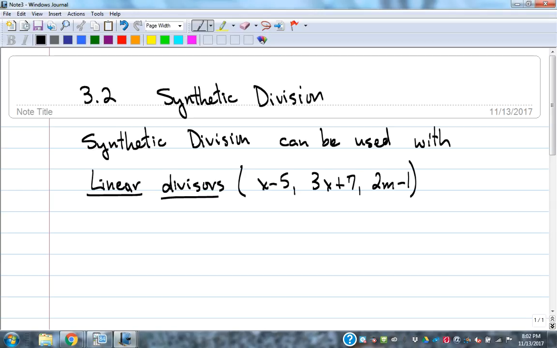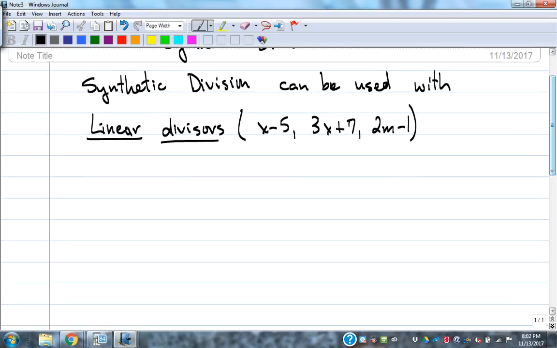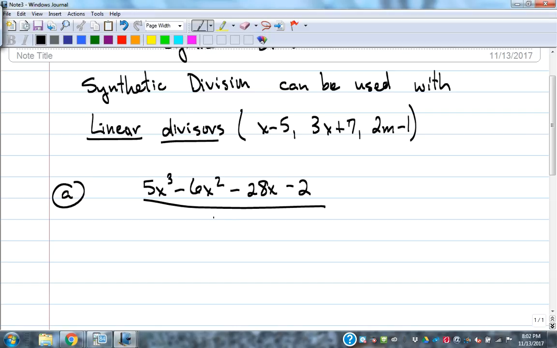Okay, so synthetic division, same idea. You got the problem set up the same way. You got 5x to the third minus 6x squared minus 28x minus 2. And then you're dividing that by a linear divisor. In this case, x plus 2.